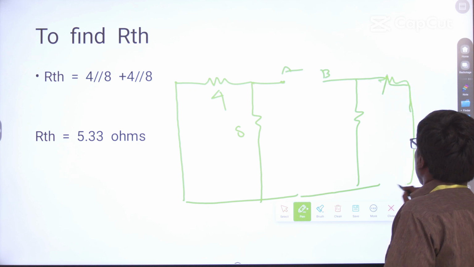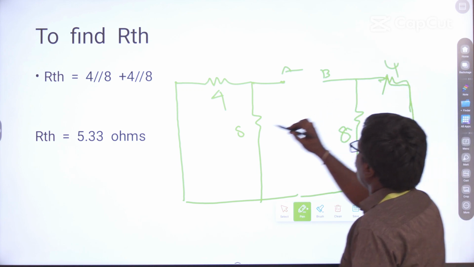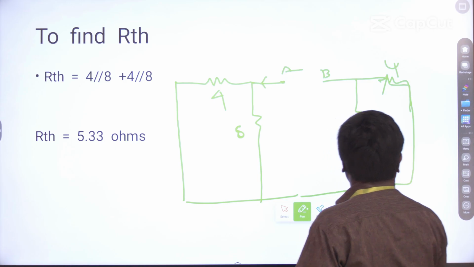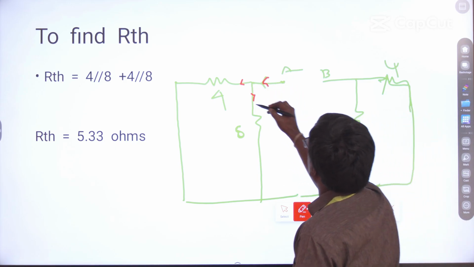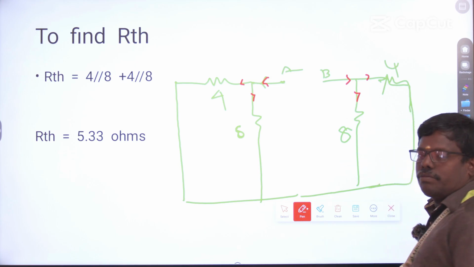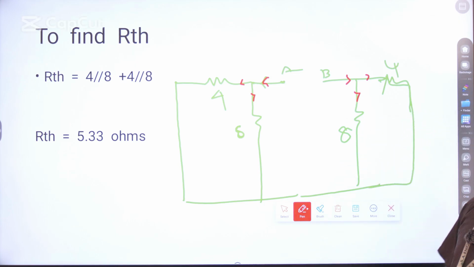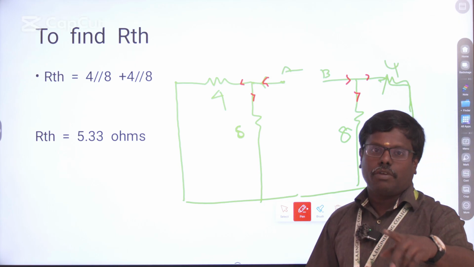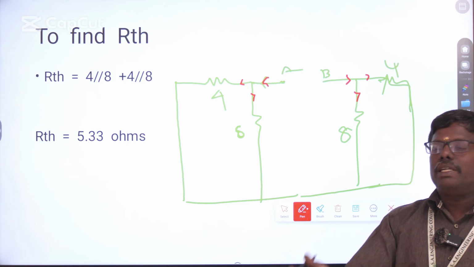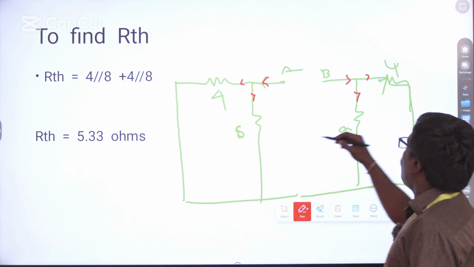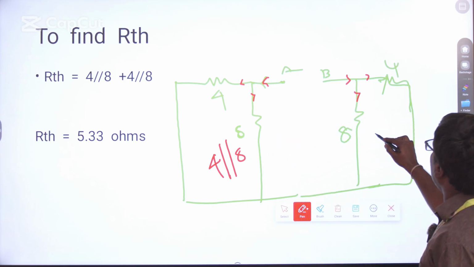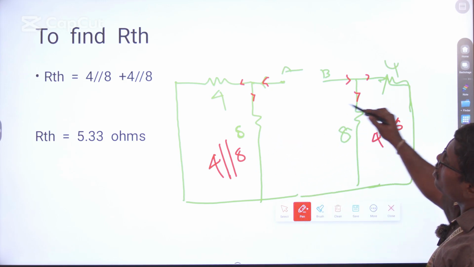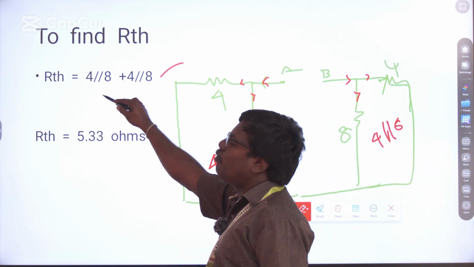and 4 ohm resistance. So how are they connected, you just see. Apply the current here, what the current is doing, you just check whether it is series or parallel. If it is in series, the current should be the same. If it is in parallel, the current has to be split. So here the current is splitting. So the 4 is parallel with 8. Here also 4 is parallel with 8. So I have taken a 4 parallel with 8, 4 parallel with 8.